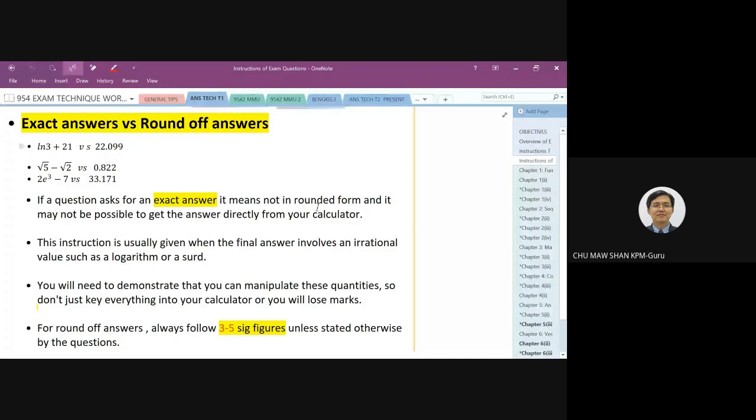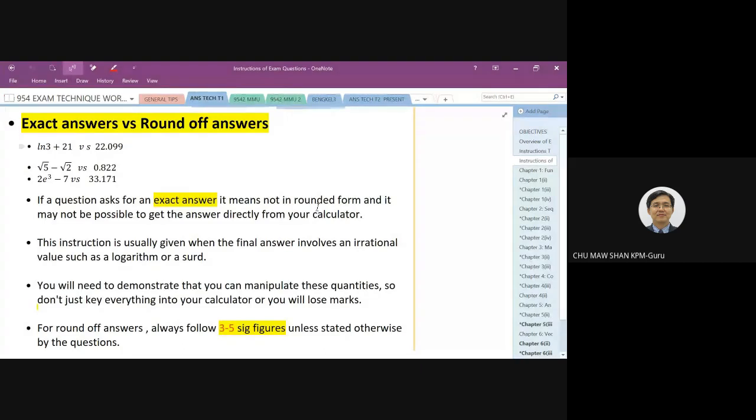So as you see in the second one, root 5 minus root 2, compared to 0.822, root 5 minus root 2 is a better form. Sometimes the marking scheme really wants the exact form. If it doesn't want 0.822, then you lose the mark. Okay, exponential: 2 to the e power 3 minus 7 is a better form compared to 33.171. In general, it's a better form for me.